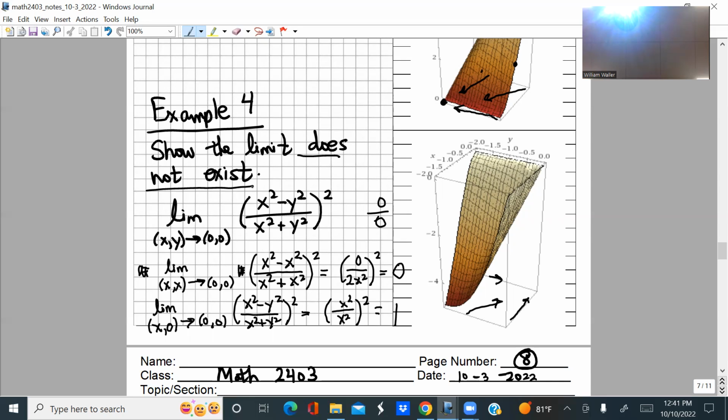It has to be the same limit along all paths approaching 0, 0, okay? And since they're not the same along all paths approaching 0, the limit doesn't exist, all right? Okay.